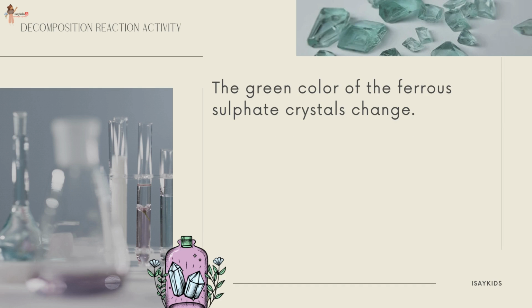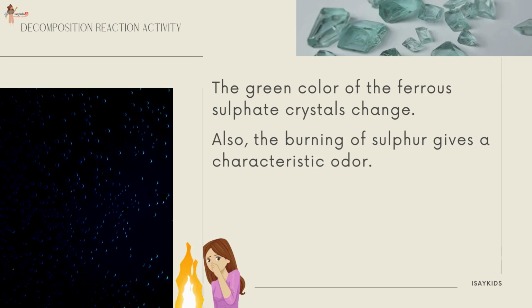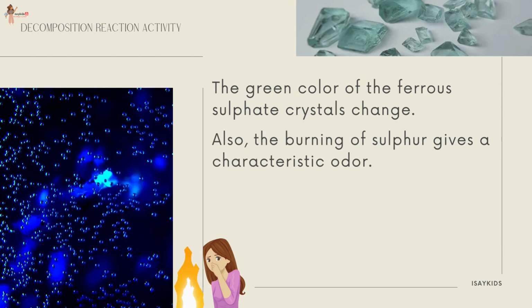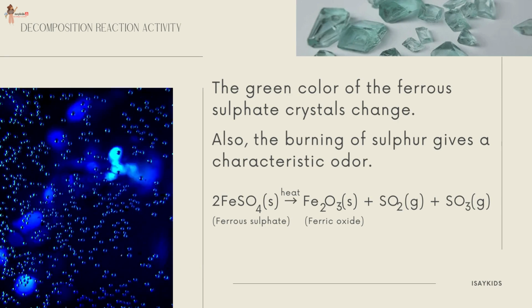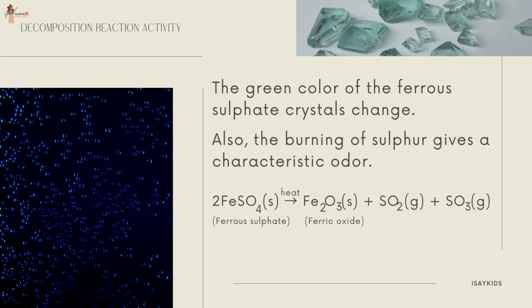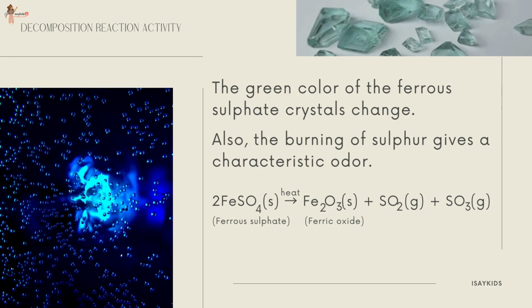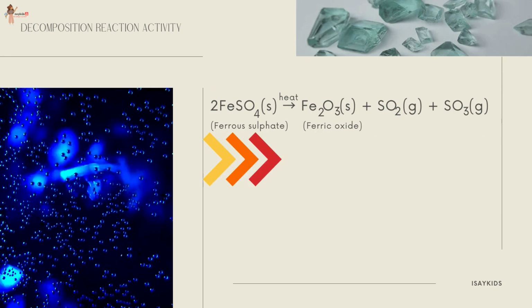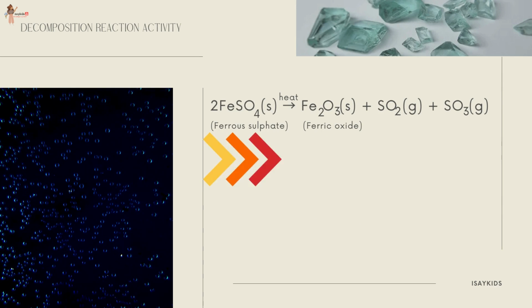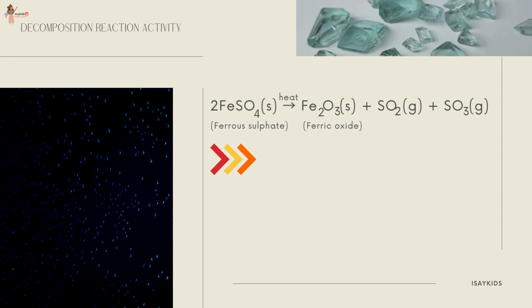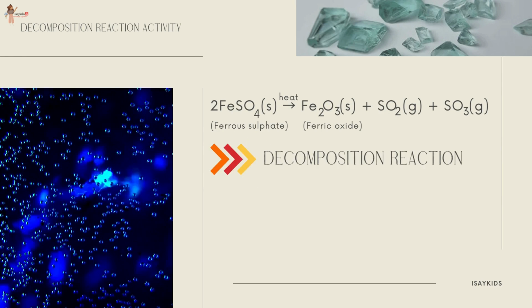We noticed that the green color of the ferrous sulfate crystals had changed. We could also smell the characteristic odor of burning sulfur. The chemical equation is 2FeSO4 gives Fe2O3 plus SO2 plus SO3. A single reactant breaks down to give simpler products. This is a decomposition reaction.